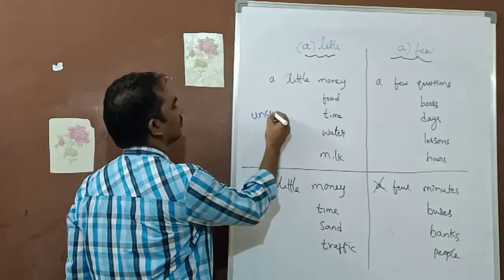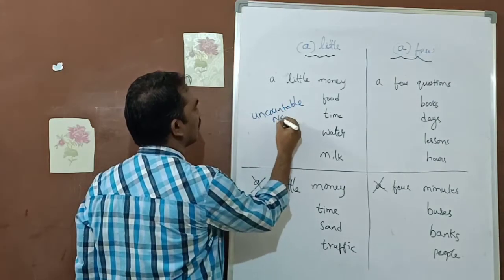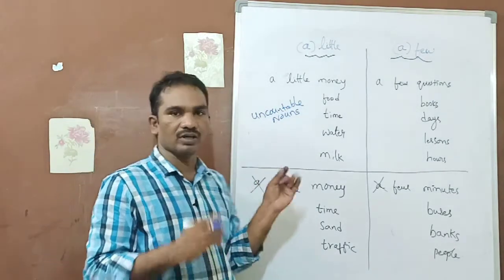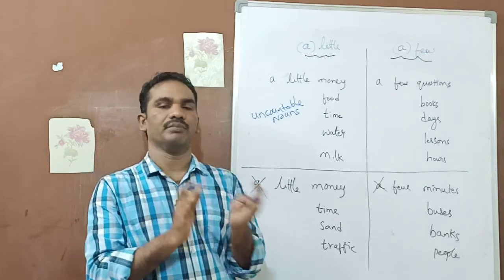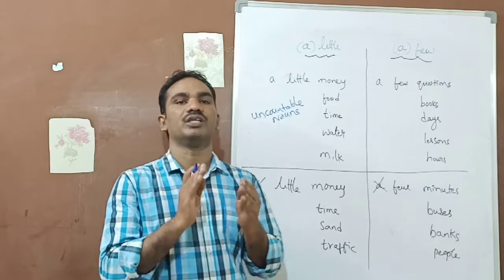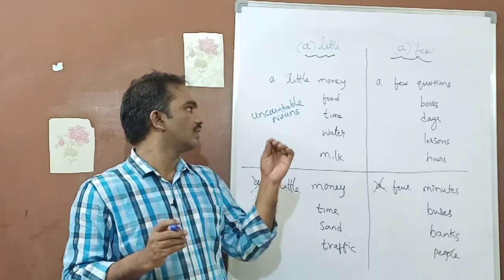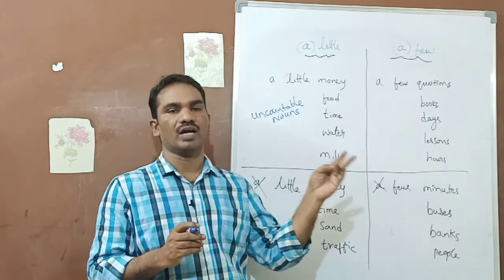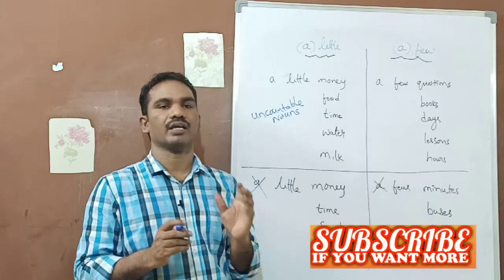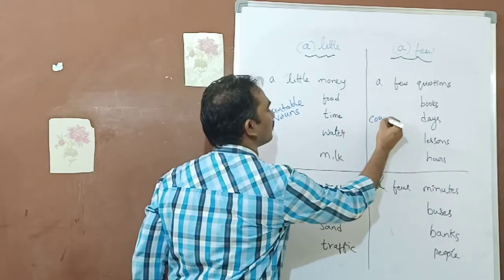uncountable nouns. What are these? Uncountable nouns means you can't count them. For example, water: you can't say 1 water, 2 waters, 3 waters, 4 waters, etc. A few, we use it for countable nouns.